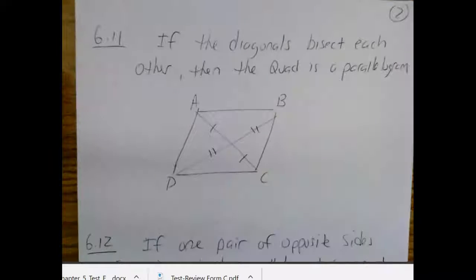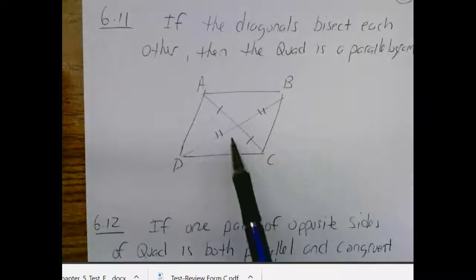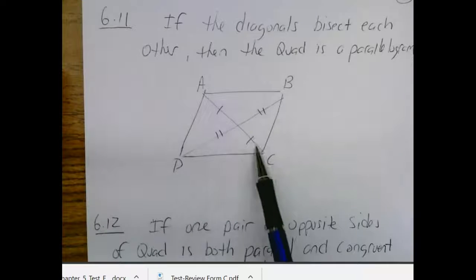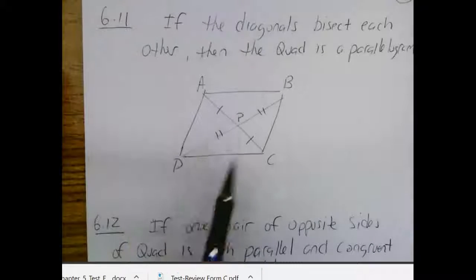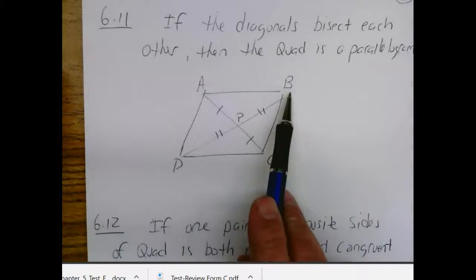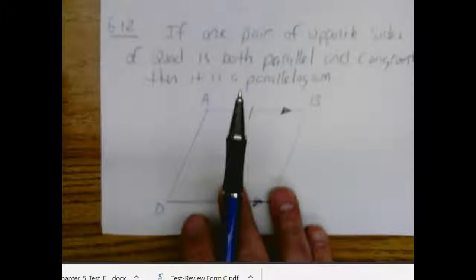So here's 6.11. This also says if the diagonals, so if we go from one angle across to the next, from A to C and B to D, if the diagonals bisect each other in half, then the quadrilateral is a parallelogram. So if we go from A to C and B to D and they cross each other, we'll call the crossing point P. So if AP is equal to PC and BP is equal to PD, then we know we have a parallelogram as well.